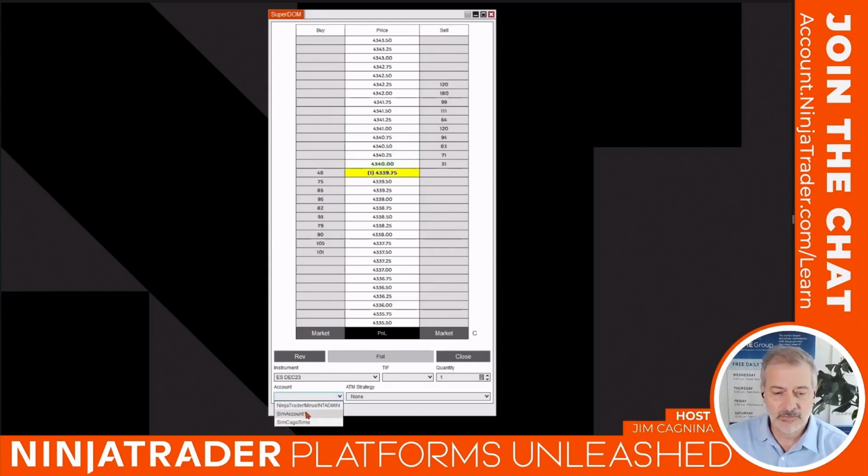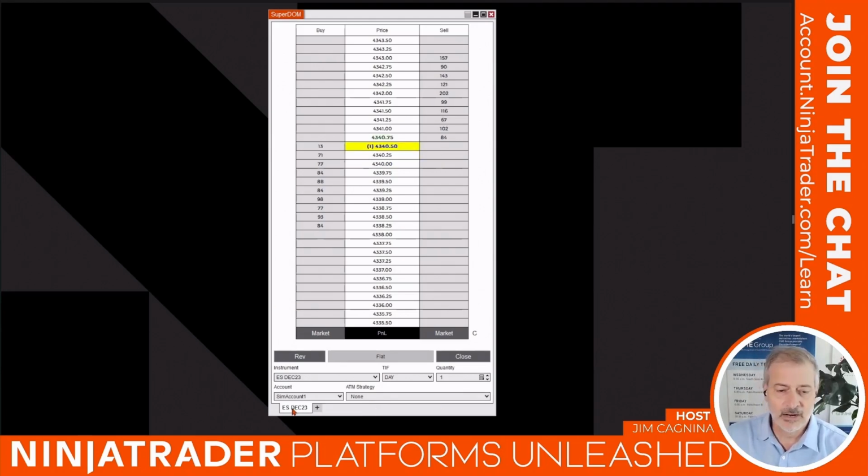Let's go ahead and put an account. I have a few different accounts here. We'll choose an account. A lot of times if you don't, the account comes up blank, so you forget about it and you start trying to trade and it won't let you because you haven't selected an account. ATM strategies, we're going to cover this a little bit later. This allows you to place automated trades right here on the trading ladder. So that's kind of the anatomy.